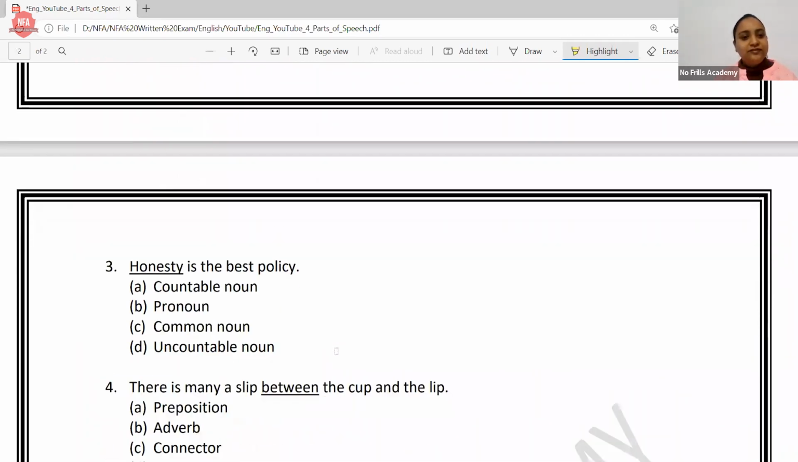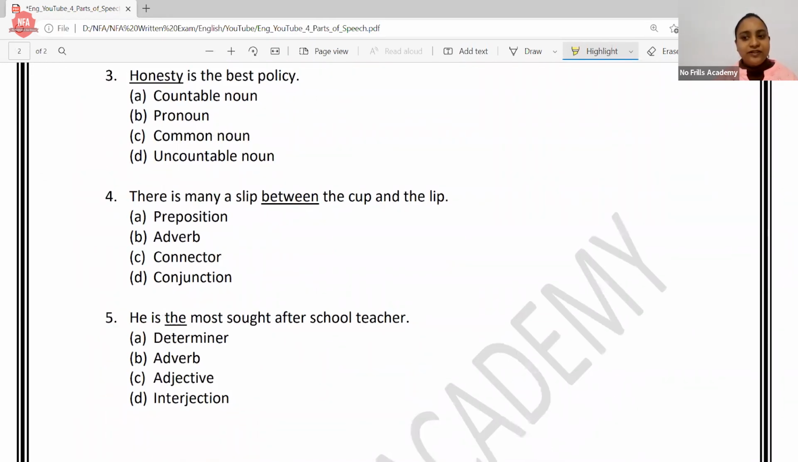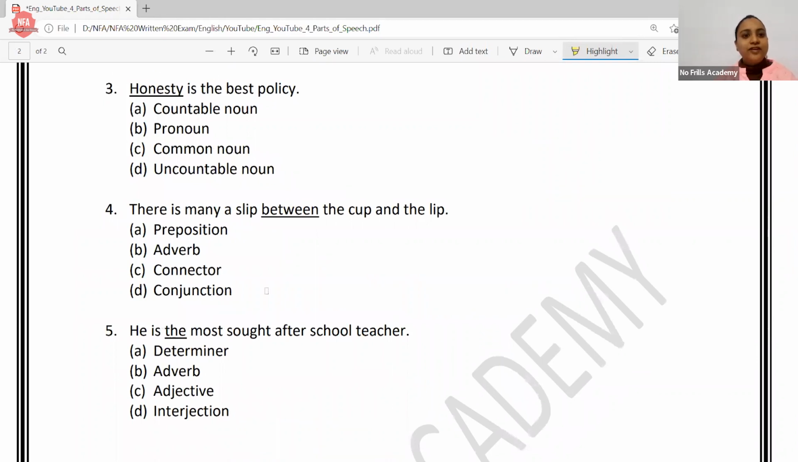Next. Solve these three. Honesty is the best policy. What is honesty here? Countable noun, pronoun, common noun, uncountable noun. There is many a slip between the cup and the lip. What is between here? Preposition, adverb, connector, conjunction. Next, he is the most sought after school teacher. What is the here? Determiner, adverb, adjective, interjection.